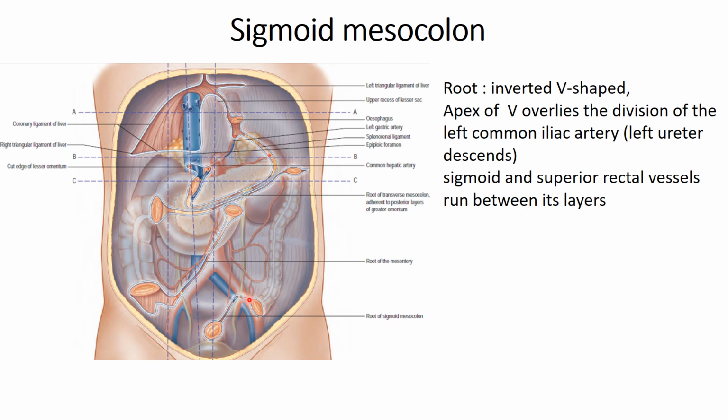Now its left shorter limb is related to the left psoas major, and it overlies the left external iliac artery, and this longer right limb passes over the pelvic rim, and it is related to the third sacral vertebra. Now between this fold, it contains the sigmoid and the superior rectal vessels.